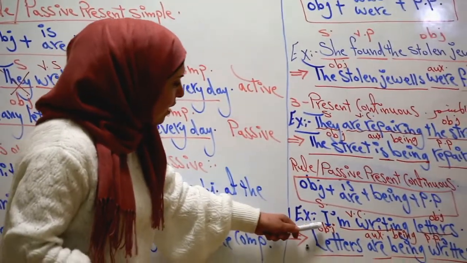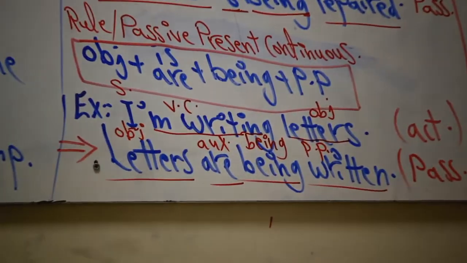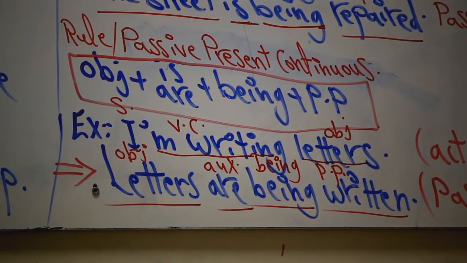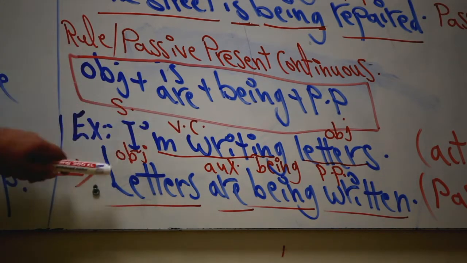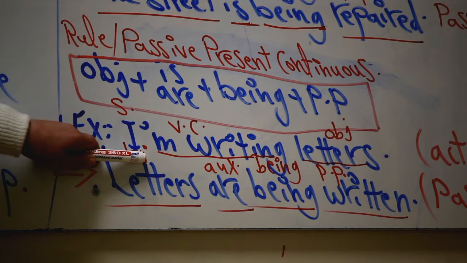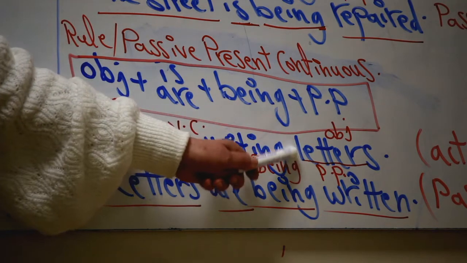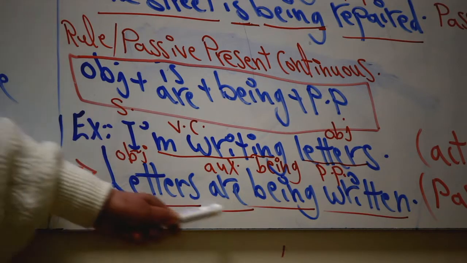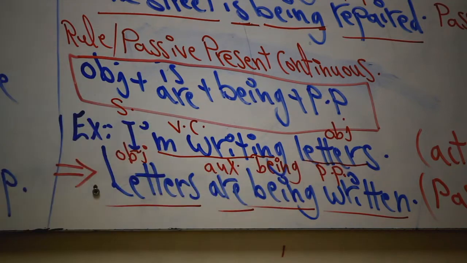نرجع على المثال الثاني. I'm writing letters. I'm writing letters, it's what? Active sentence. The active sentence, I will change it into passive also. The most important thing, we classify the sentence. I, it's the subject. Am writing, verb continuous; letters, object. أقدم الobject بداية الجملة. Letters, بما أنه letters جمع, plural, I will use with it the auxiliary are plus being plus what? Plus past participle.